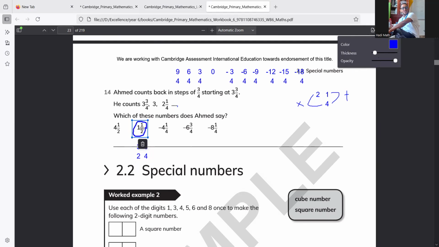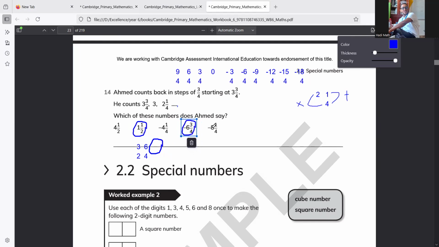Multiply 4 by 4, it is equal to 16. 16 plus 1 is equal to 17. So it will be negative 17 over 4. 17 is not a multiple of 3, so no, it is not. This one, 6 multiplied by 4 is equal to 24. 24 plus 3 is equal to 27. So negative 27, is it a multiple of 3? Yes. So this one is yes.